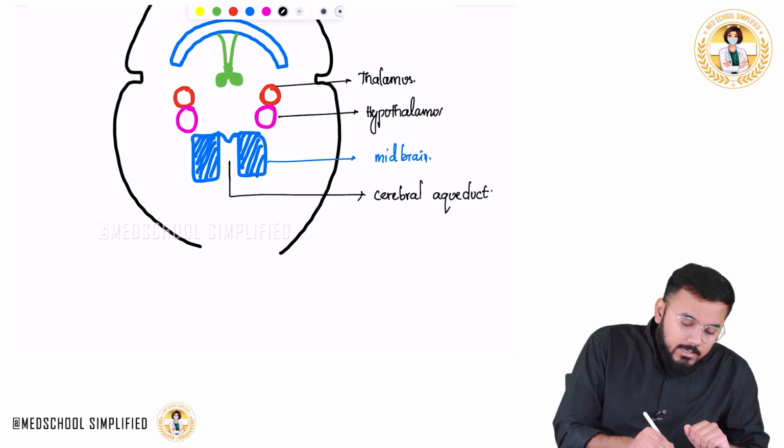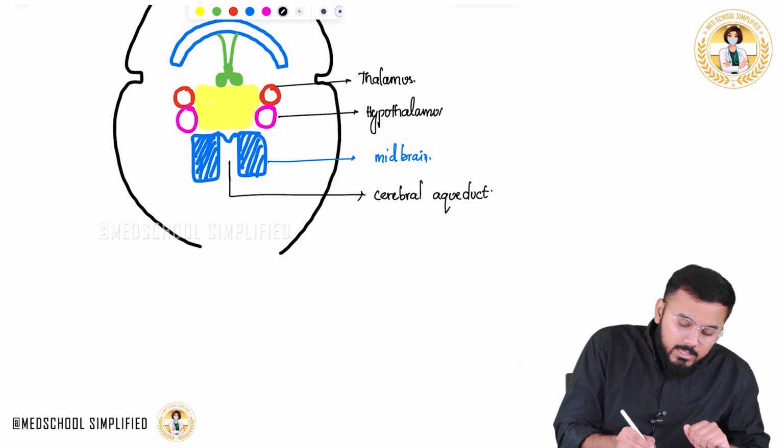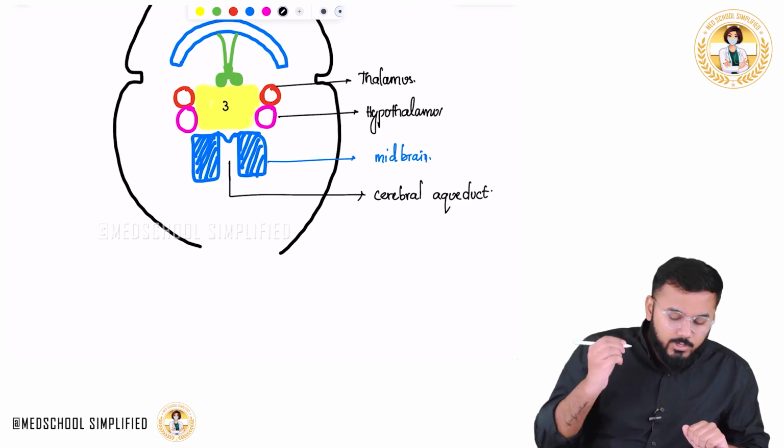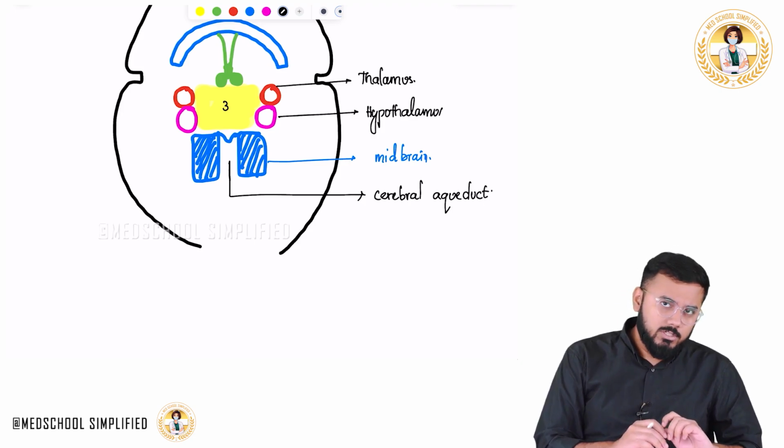Where is the third ventricle? This particular cavity which you are focusing on right now, you see this yellow colored thing which I am drawing, this particular thing over here where I will be putting in number 3, is called your third ventricle. Okay. Now in this third ventricle, what are the structures you can see?